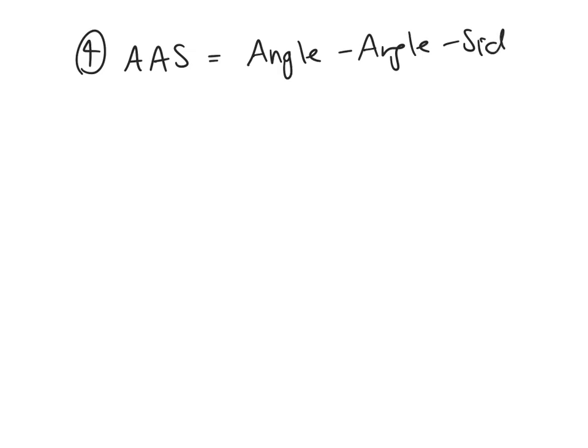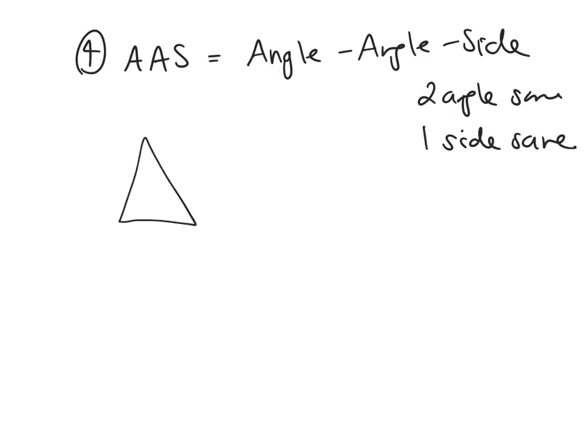The fourth type of rule that I could use is called the AAS, meaning angle, angle, side. So I have two angles that are the same and one side that is the same. So with angles A, B and this side over here being the same, the triangles are congruent.